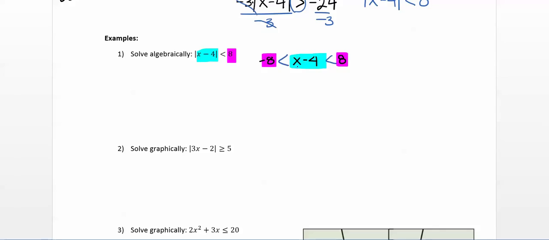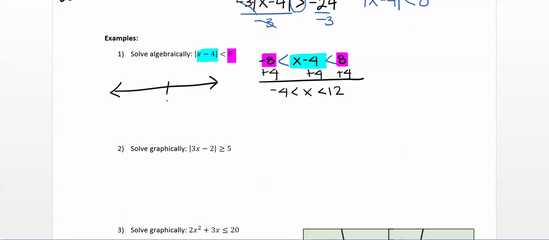Okay, this is a compound inequality. We're just going to add 4 to all sides. We get -4 is less than x, which is less than 12, and we're done. We can graph that. 0, 12, -4. This is going to be open, and connect. Okay? In interval notation, this would be (-4, 12).